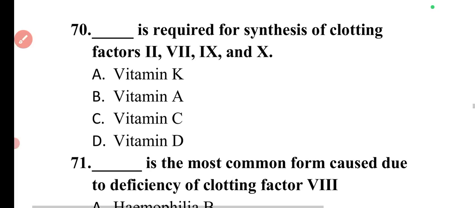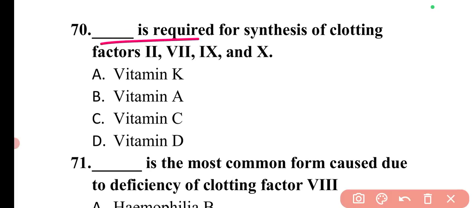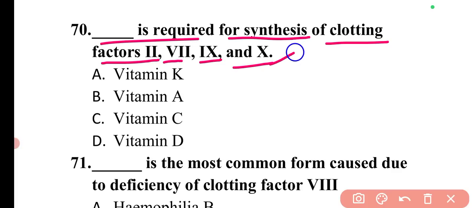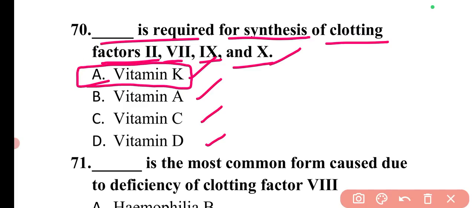Next question is, dash is required for the synthesis of clotting factors 2, 7, 9, and 10. Options are vitamin K, vitamin A, vitamin C, or vitamin D. And the correct answer is option number A, vitamin K.